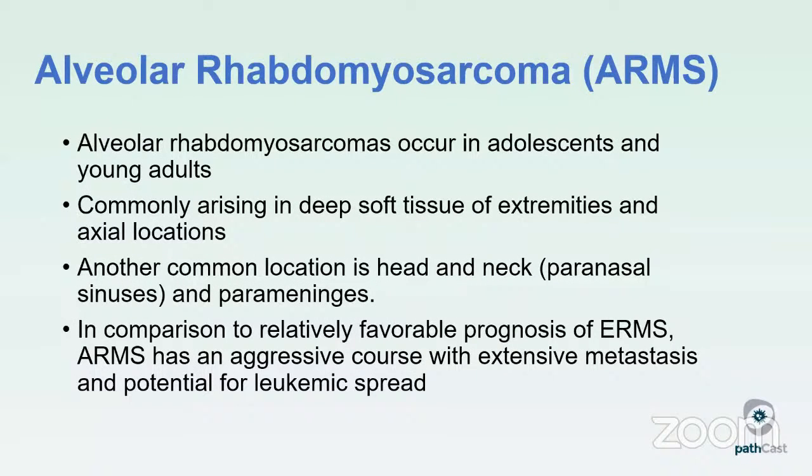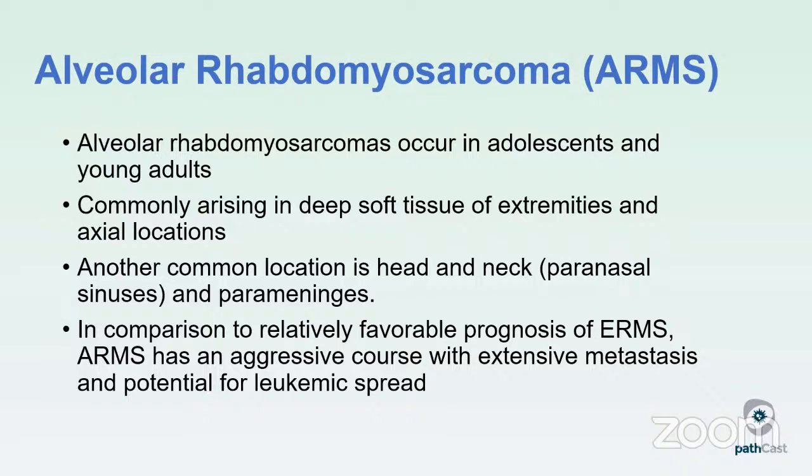Now, moving on to alveolar rhabdomyosarcoma, it occurs in adolescents and young adults, so not in infants. It commonly arises in deep soft tissue of extremities in axial locations. Another common location is paranasal sinuses and parameninges, so head and neck areas. And in comparison to the relatively favorable prognosis of embryonal, alveolar rhabdo has an aggressive course. It gives extensive metastasis, and it even has potential for leukemic spread.